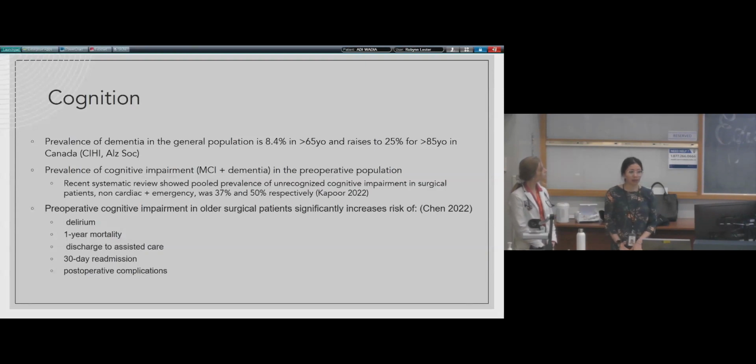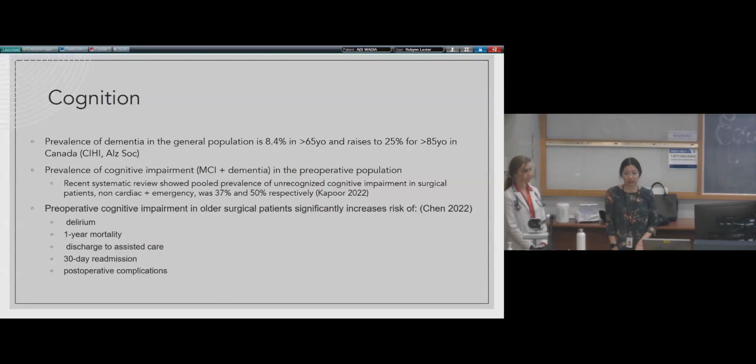Some studies have looked at the prevalence of cognitive impairment in the preoperative population, and it is quite large. This particular study involved both mild cognitive impairment diagnoses as well as dementia, and they found during that systematic review that the prevalence ranged from 37 to 50% in surgical patients for non-cardiac surgery or emergency surgery, which is a pretty high level.